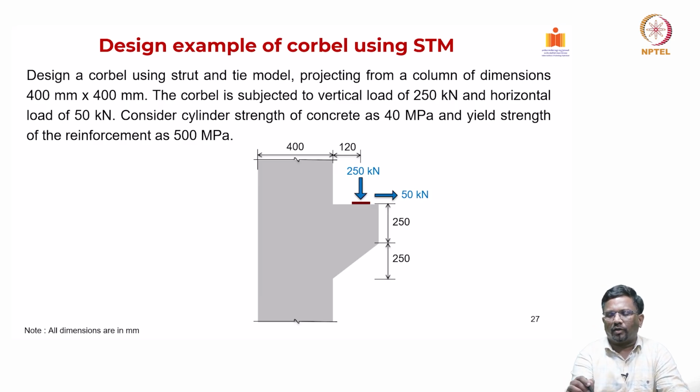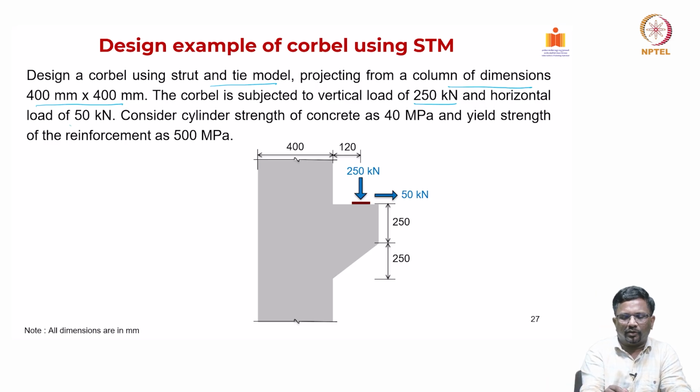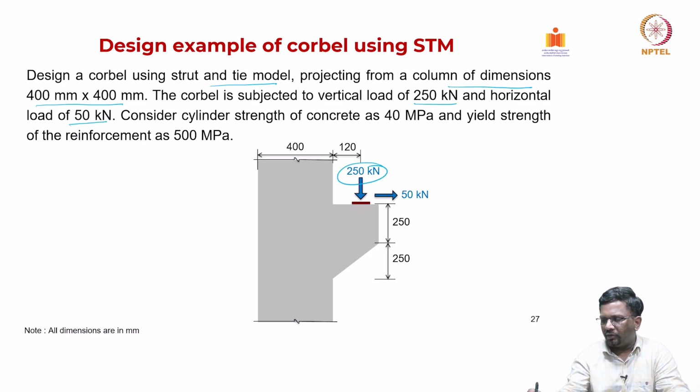We are designing a corbel using the strut-and-tie model, projecting from a column of dimensions 400 by 400, and the corbel is subjected to a vertical load of 250 kilonewton and a horizontal load of 50 kilonewton. Now, cylinder strength is 40 megapascal and yield strength is 500 megapascal.